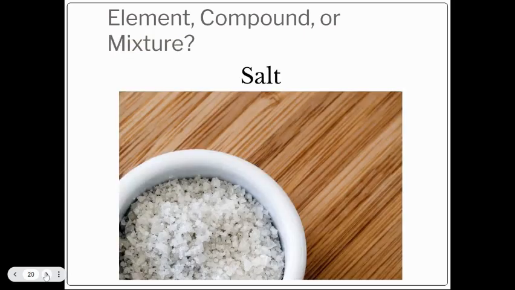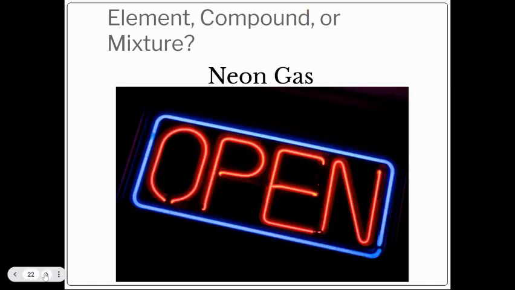Salt, element, compound, or mixture? Salt is a compound. Salt contains a 1-to-1 ratio of sodium, which is Na, the element sodium, and one atom of the element chlorine. Neon gas. Neon gas is an element on the periodic table. You'll find it as a noble gas. It's on the far right side below helium.